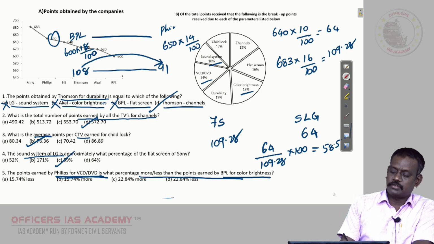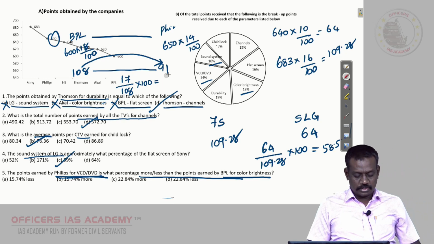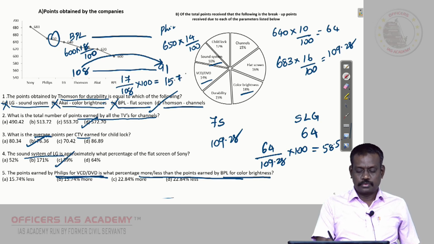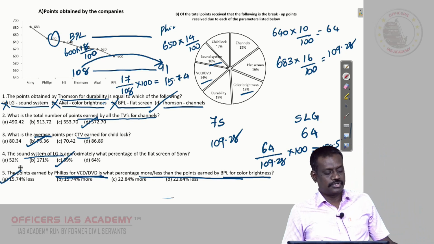So the difference is 17 divided by the number existing at the beginning of the arc into 100 will give you 1700 divided by 108 will give you 15.74. But it is less, right? So you have to be very careful. So it is 15.74 less.